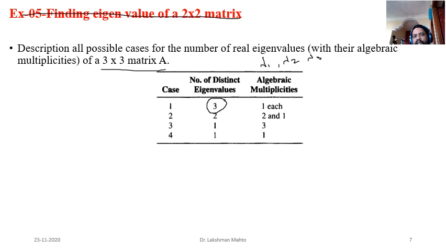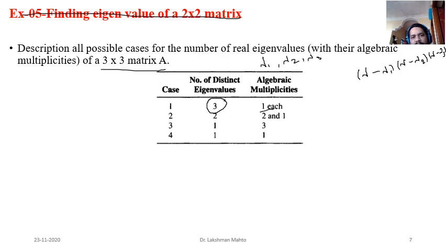All are distinct. So that's why the characteristic polynomial of this matrix A is factored like this: lambda minus lambda 1 times lambda minus lambda 2 times lambda minus lambda 3. So that is the approach. In that case, lambda 1, lambda 2, and lambda 3, all three are distinct. That means all three are different from each other. Okay, so this scenario we observe. In that case, every eigenvalue has multiplicity 1.